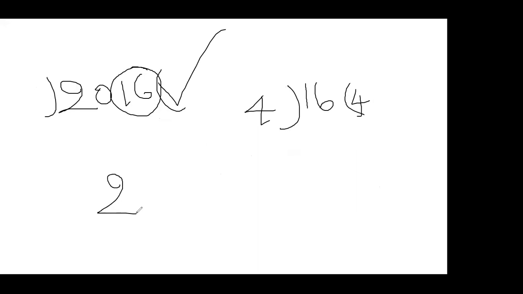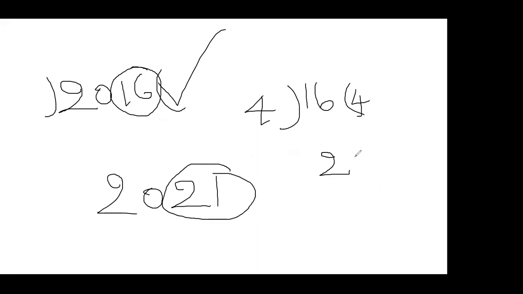For example, 2021 is divisible in four table or not? Just take the last two digits and divide in four table. No. So therefore this number is not divisible in four table. Right? Now I hope you understood about the four table also. Now four is completed.